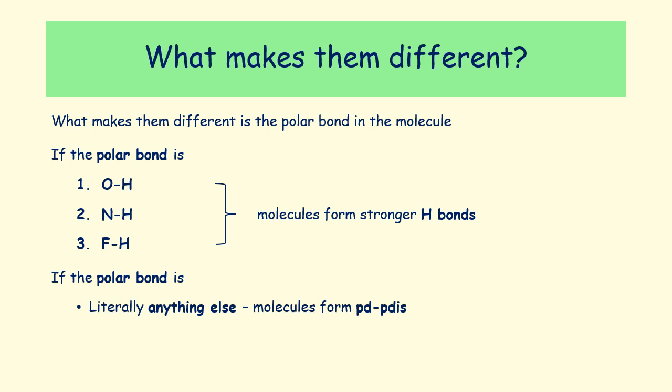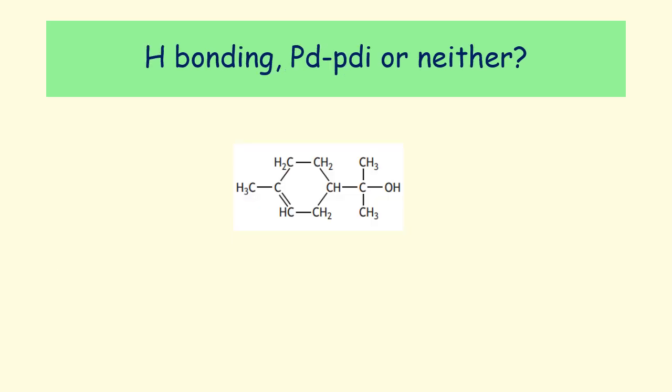If you want to just skip ahead, if you don't want to do the practice questions, you understand this, absolutely fine. Here's our first molecule. Do you think hydrogen bonding, permanent dipole, or neither? Well, this one, it's not symmetrical. It does have a polar bond because it has that OH bond, and OH is one of the three bonds which allows that molecule to do hydrogen bonding.